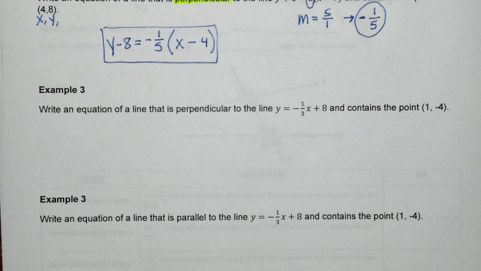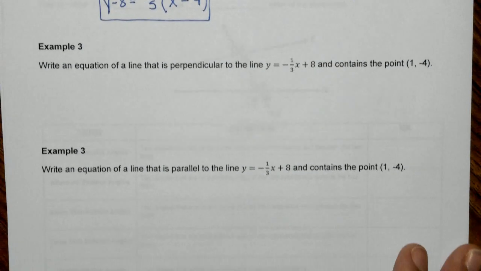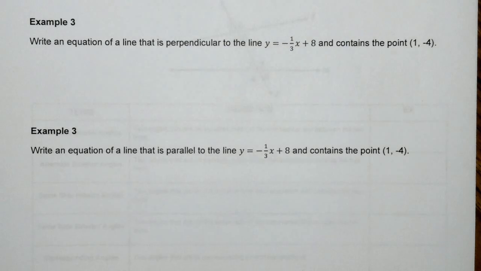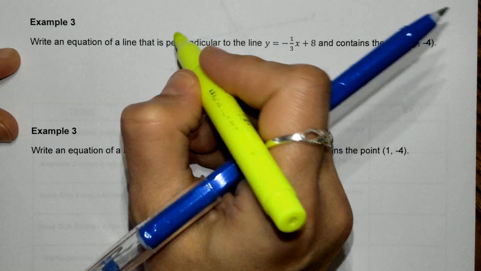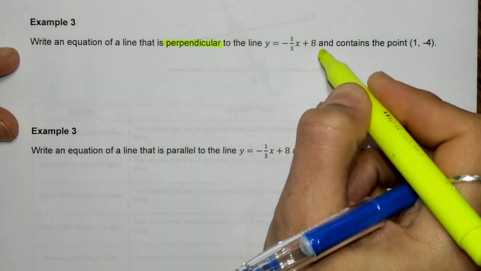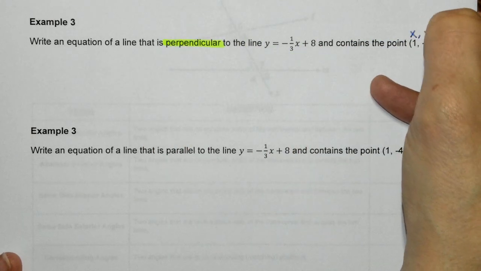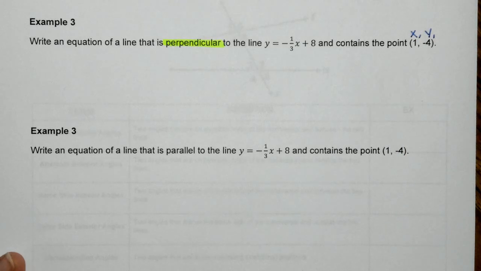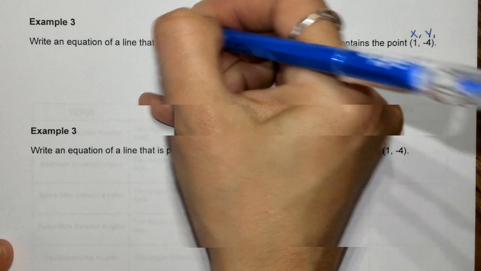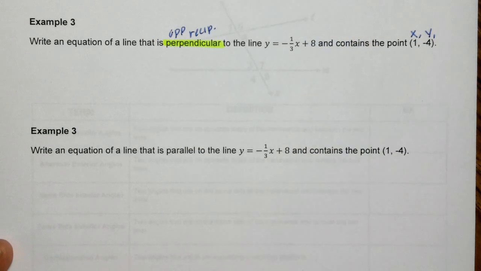The same thing is going to happen for example 3 and 4. They're going to use the same exact line in the same exact point, but one's going to be parallel, one's going to be perpendicular. The first one, write an equation, a line that is perpendicular to this line, okay, and we're going to contain this point. So here's our x1 and y1. Perpendicular, we switched it on you. This time we're doing perpendicular first. We have our opposite reciprocal.